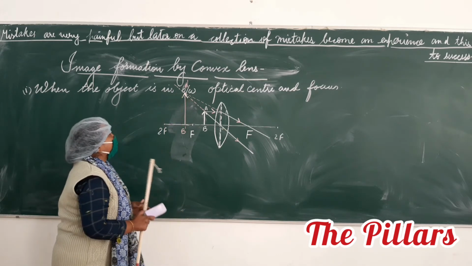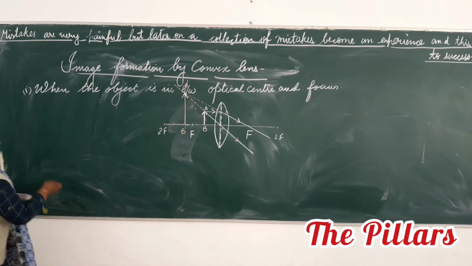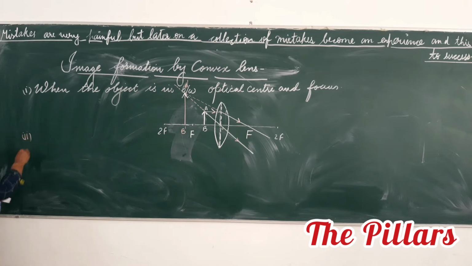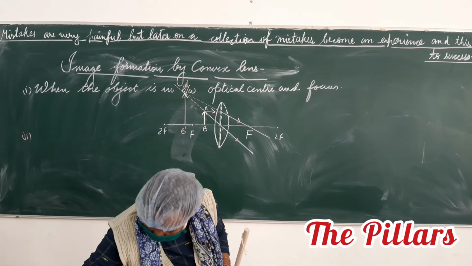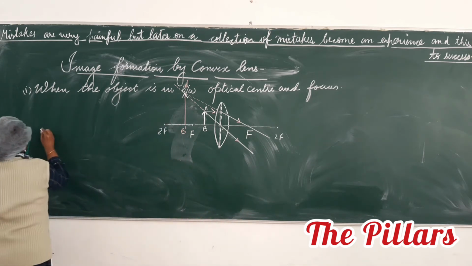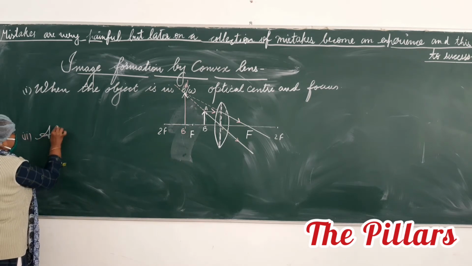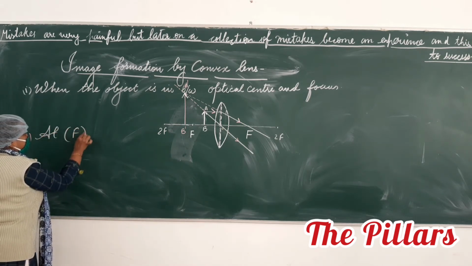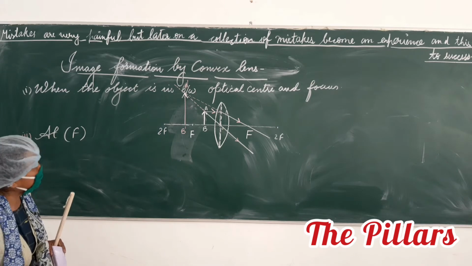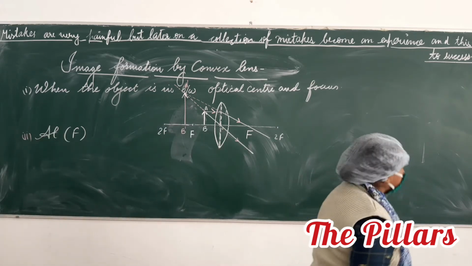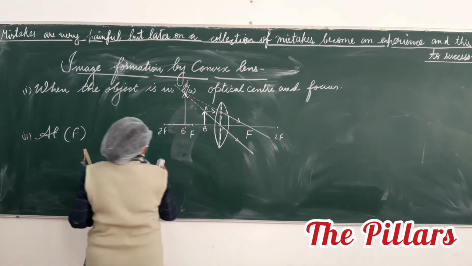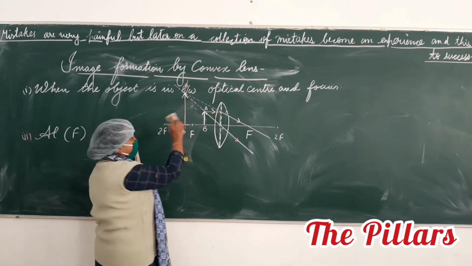Okay. Now, what will be the second question? Come on, write it in your notebook. What is the second question? At F. I am simply writing at F. Okay. Now, we will again draw the ray diagram for it. Should I rub it off? Yes, ma'am.